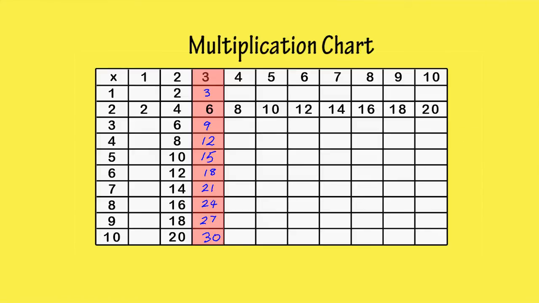We can also do the 3s row. 1 times 3 is 3. 2 times 3 and 3 times 3 are already filled in. 4 times 3 is 12. 5 times 3 is 15. 6 times 3 is 18. 7 times 3 is 21. 8 times 3 is 24. 9 times 3 is 27. 10 times 3 is 30.